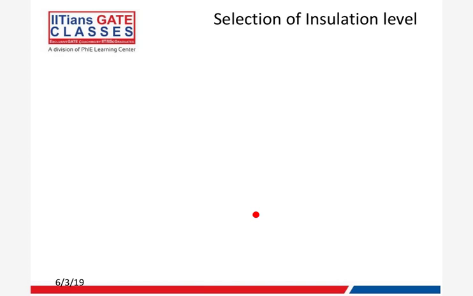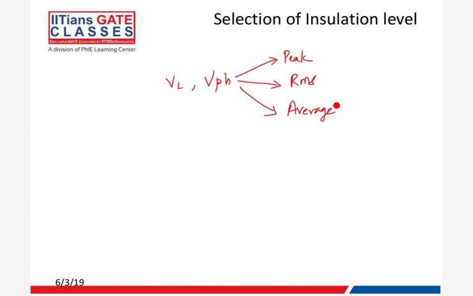When we are designing a transmission line, so far we were looking at whatever we call VL, V phase. When we are mentioning these values, what is actually this? Is it peak value, RMS value, or average value? So we say A, B, C. Let me give you a poll.